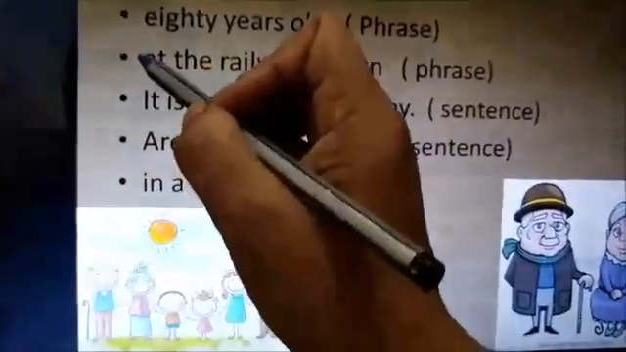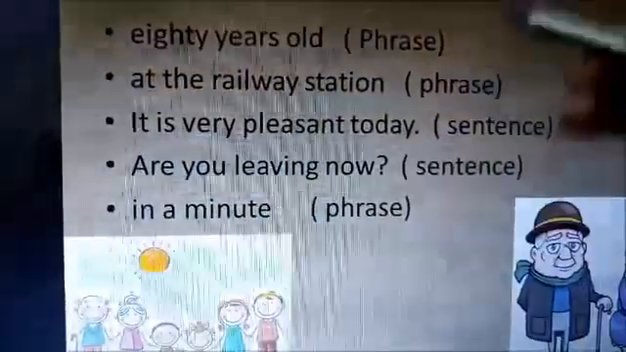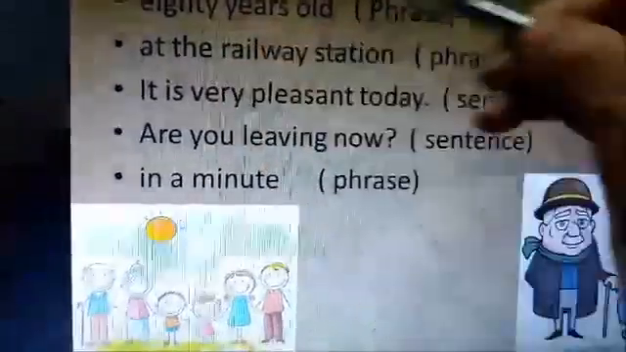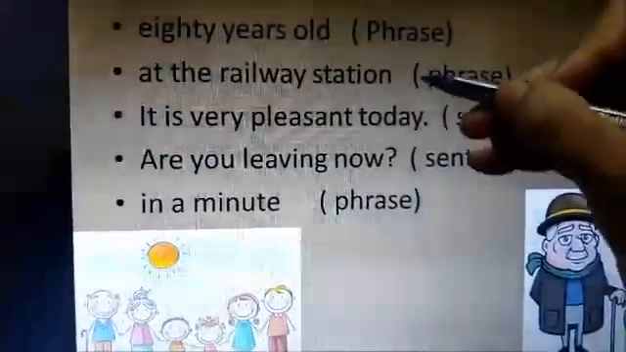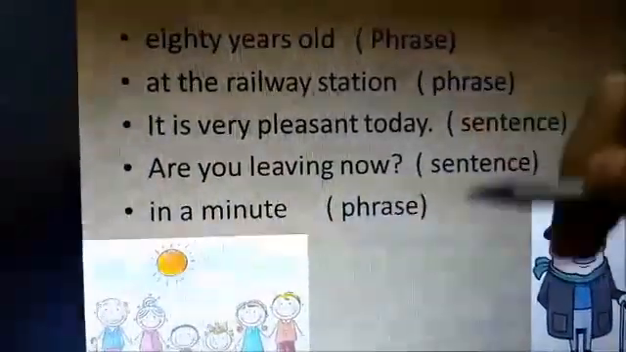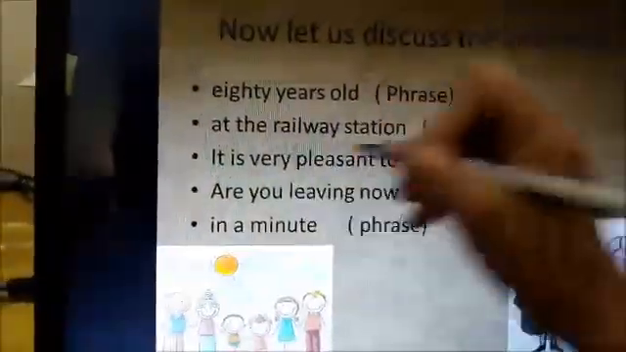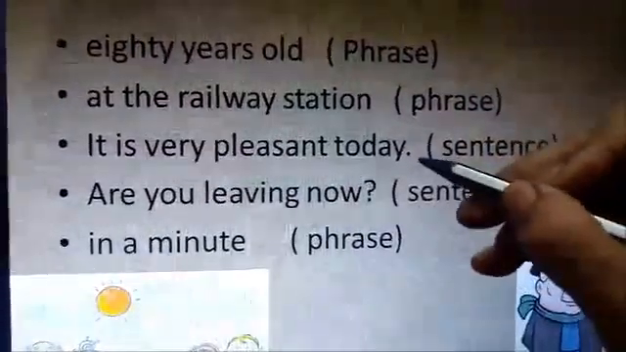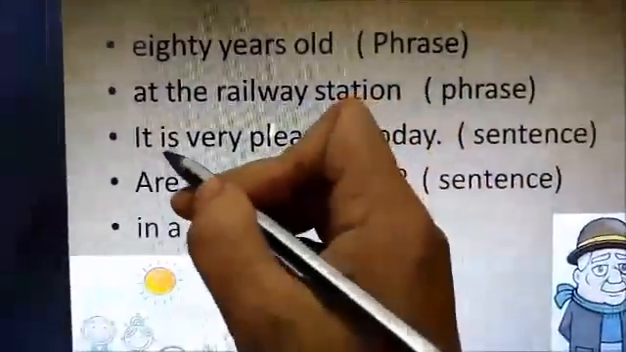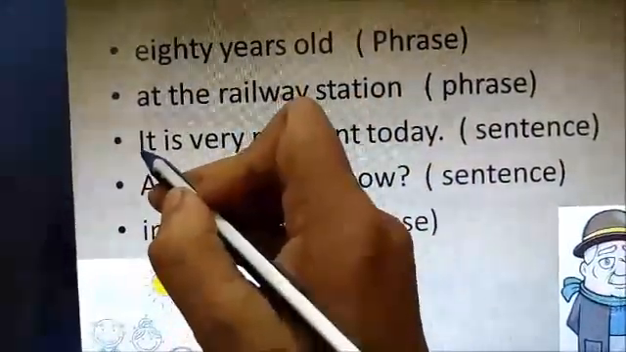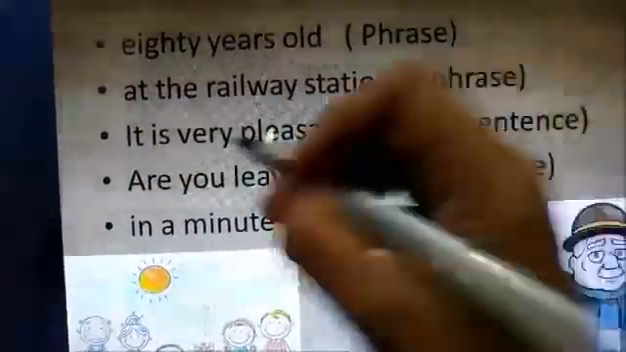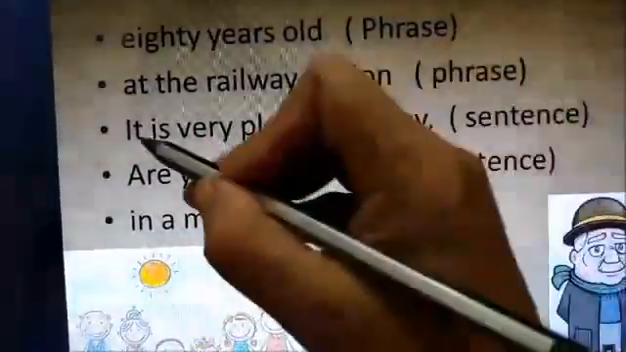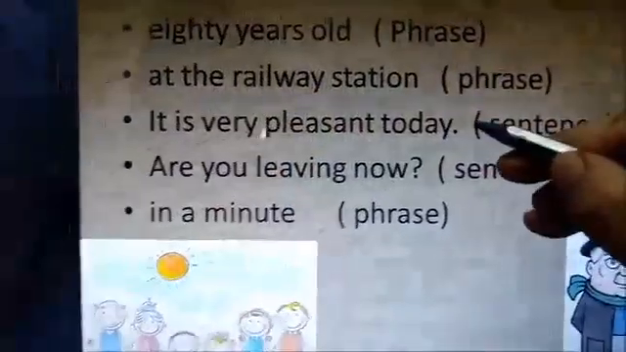It does not begin with a capital letter, it does not have a verb, and it does not end with a full stop, question mark or an exclamation mark. So we can say that it is just a phrase. Now look at the third one. It is very pleasant today. See, it has a verb. It begins with a capital letter, ends with a full stop. It has some meaning in it. So we can say that it is a sentence.